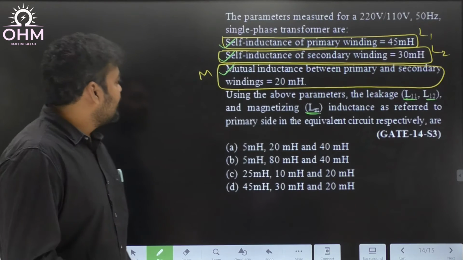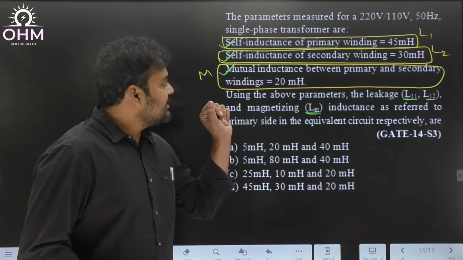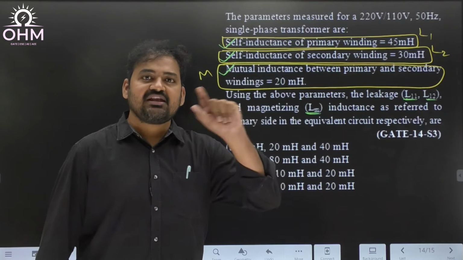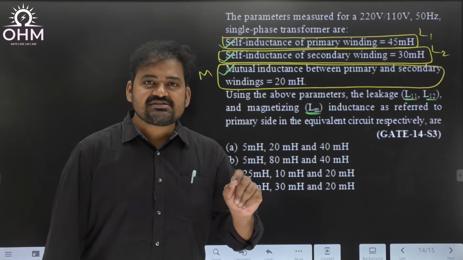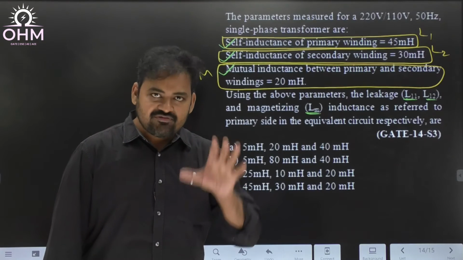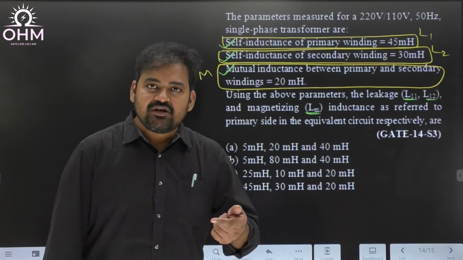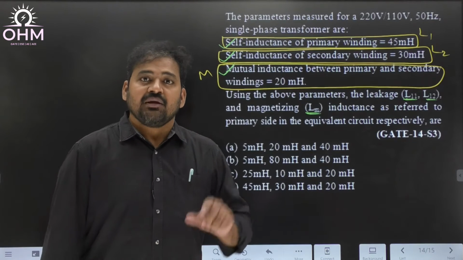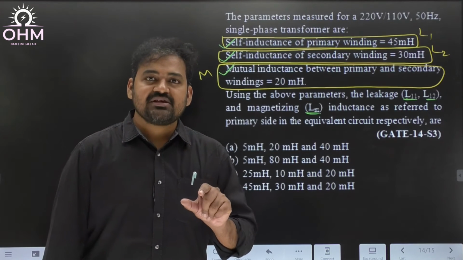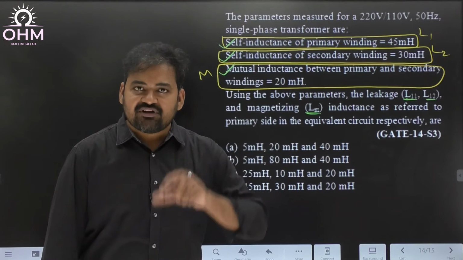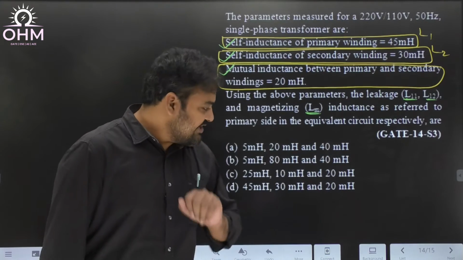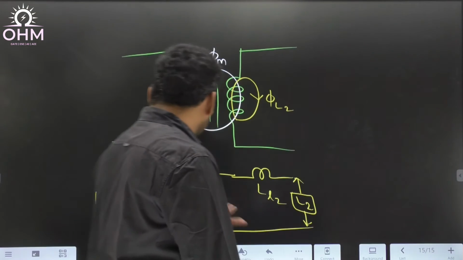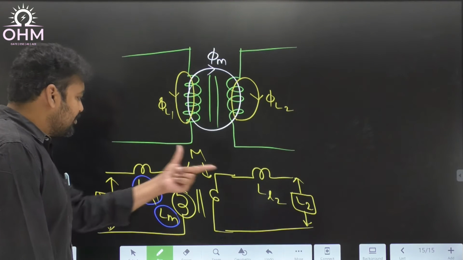Okay. Now, you need to understand very clearly what is the difference between self EMF and mutual EMF. Self EMF means it is the EMF in a given winding due to the current carried by the same winding. But mutual induced EMF means it is the EMF induced in a winding due to the current carried by the other winding. Okay, I will apply this concept to find out the leakage values of both windings.